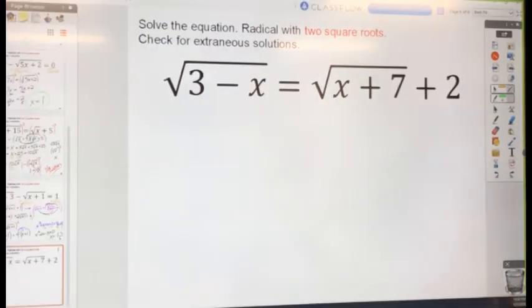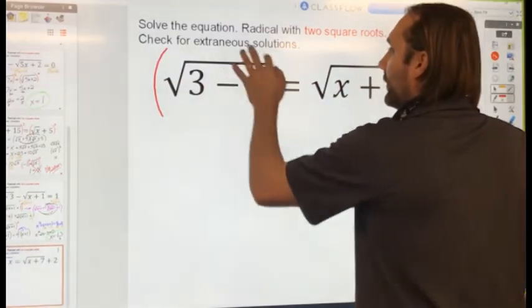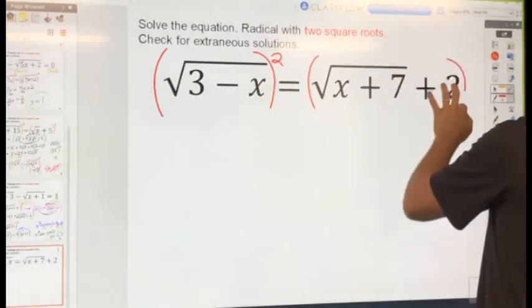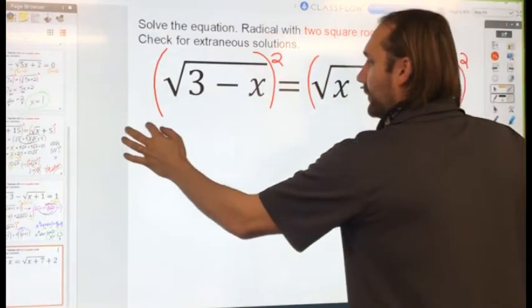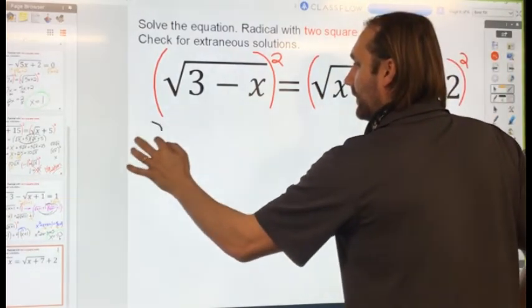Who got that? This one is already set up where I have a radical on either side, and now we're good to go to square both sides. That gets rid of this radical. So I have a 3.